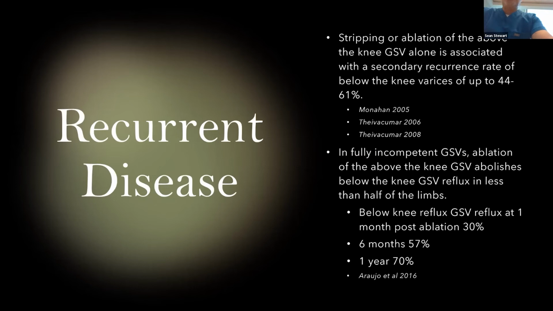So leaving behind below-the-knee incompetent GSV segments after thermal ablation or stripping oftentimes results in recurrent varicosities in symptomatic patients. In fact, treating above-the-knee disease only clinically suppresses below-the-knee reflux in less than half of limbs where there is a fully incompetent GSV present. In a study out of Brazil from 2016, patients with fully incompetent GSVs were treated above the knee only, and the untreated below-the-knee GSV reflux was then examined at 1 month, 6 months, and 1 year post-ablation. Although 70% of below-the-knee reflux normalized at 1 month post-ablation, after 1 year, the reflux had returned in 70% of these limbs.